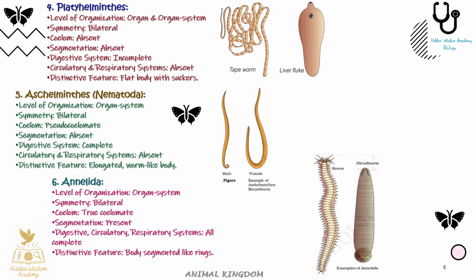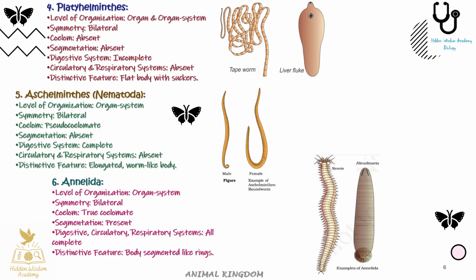Aschelminths, or nematodes, are roundworms with organ system level organization and bilateral symmetry. They are pseudocoelomate and unsegmented but have a complete digestive system. Circulatory and respiratory systems are absent. They are often elongated and worm-shaped.